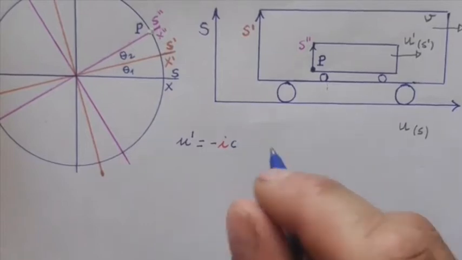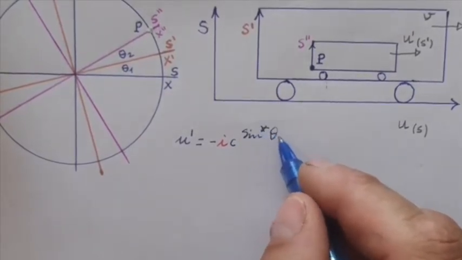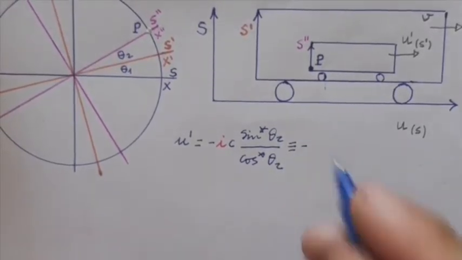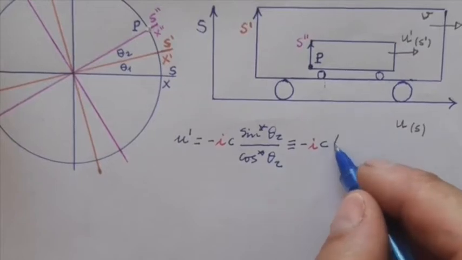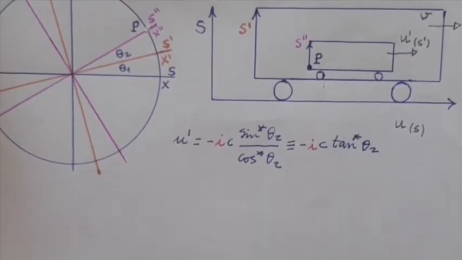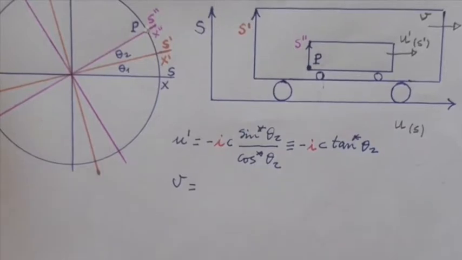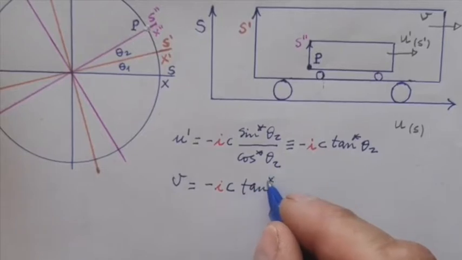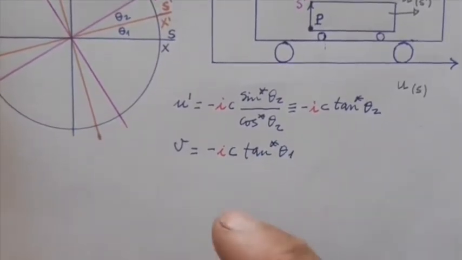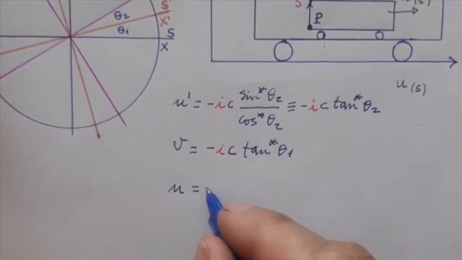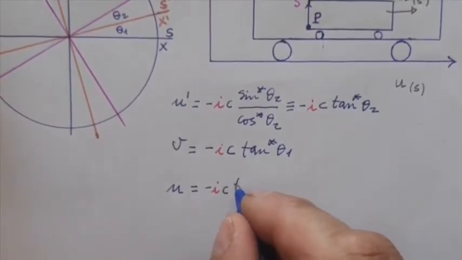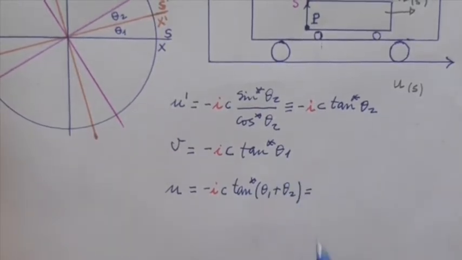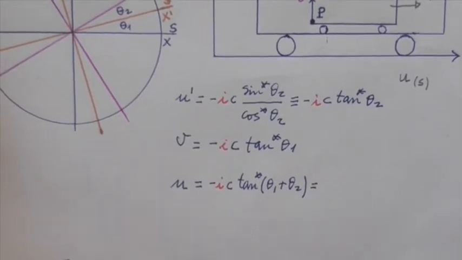According to the axis rotation representation, the relative velocity between the trolley and the train is proportional to the arctangent of theta_2, while the speed of the train, seen from the platform, is proportional to the arctangent of theta_1. Then, the speed of the trolley seen from S must be proportional to the arctangent of theta_1 plus theta_2, which after a bit of calculation ends up giving the expression of the velocity addition formula.